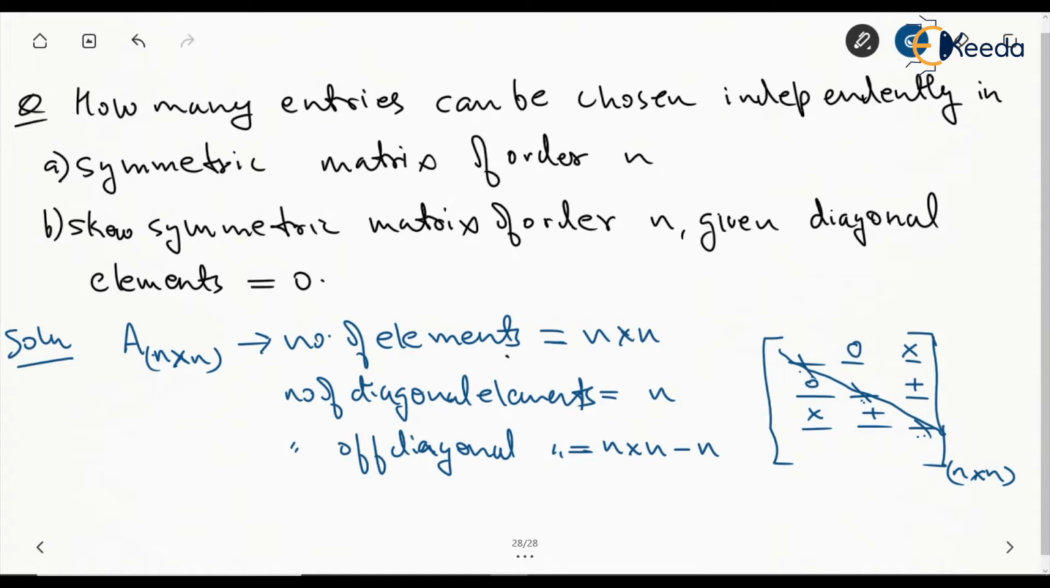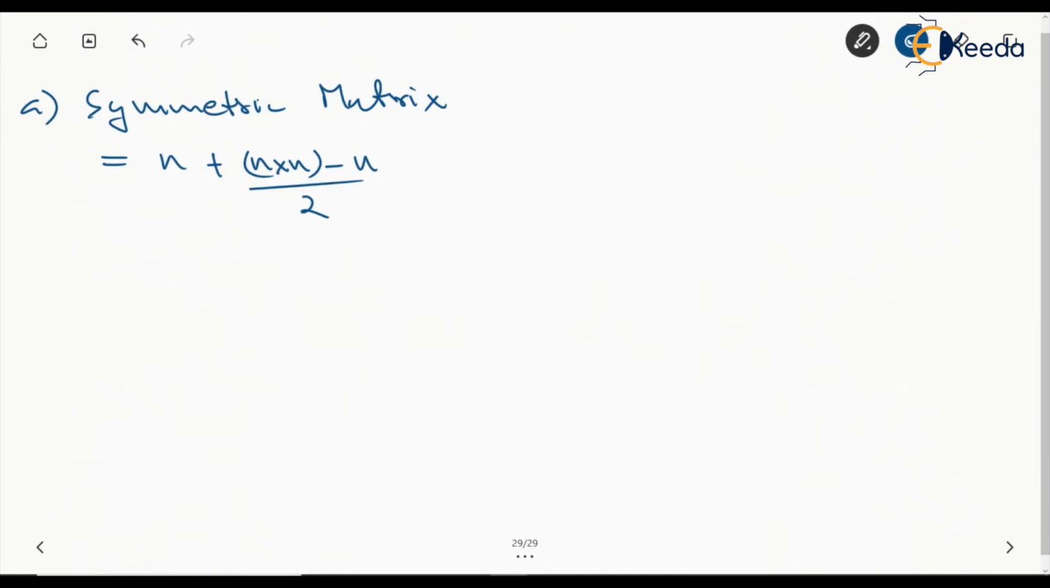So for the case of symmetric matrix, the total number of elements we have to choose independently will be the number of diagonal elements, which is n, and half of the off diagonal elements. So this is n cross n minus n by 2 plus n, which is n cross n plus n by 2, or you can say n into n plus 1 by 2. So this is going to be the answer.